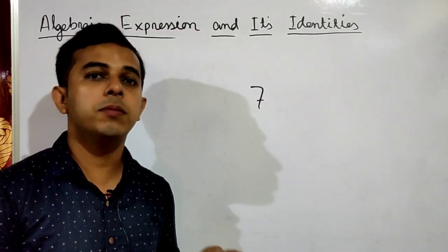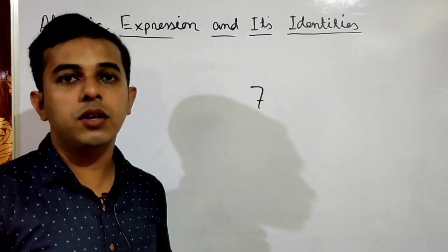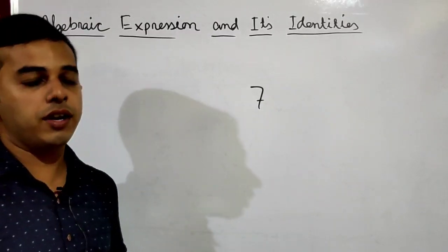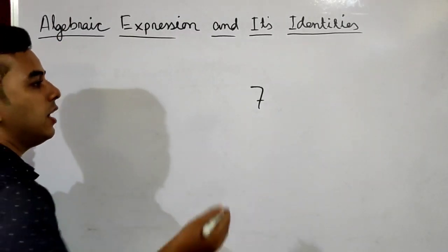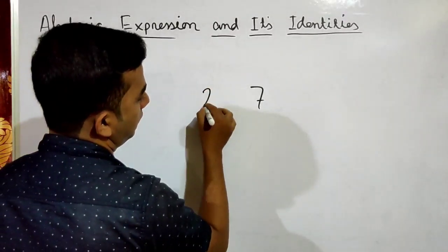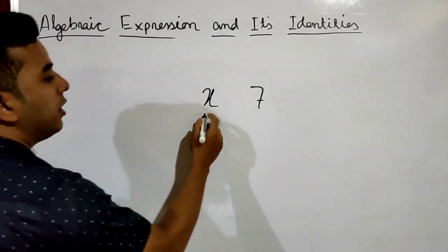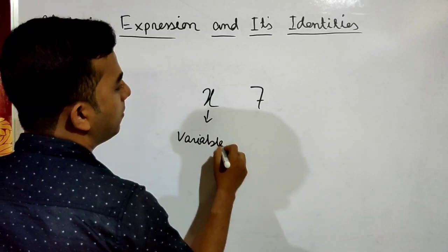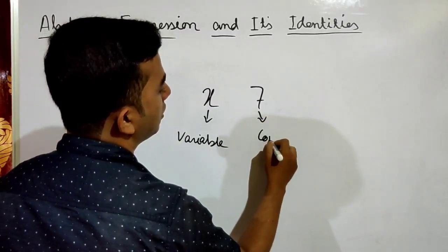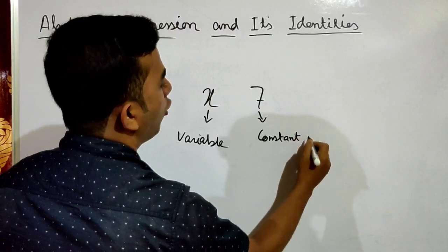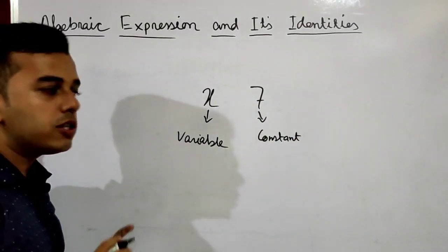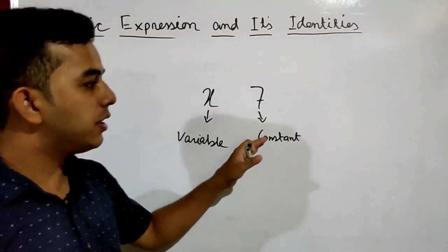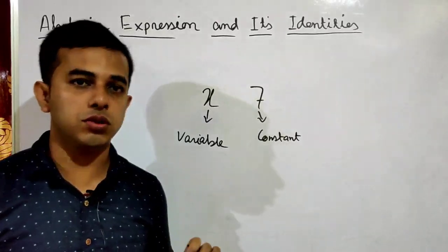Now variable. From the name, variable means what? Varies. The thing which varies is known as variable. Any alphabets or any letters we can write, for example x, y, z, any letter. So we'll write here x. This x is a variable, and this is a constant. I hope this is clear to you, right? What is variable and what is constant? The thing whose value changes is known as variable, and the thing whose value doesn't change is known as constant. Clear?